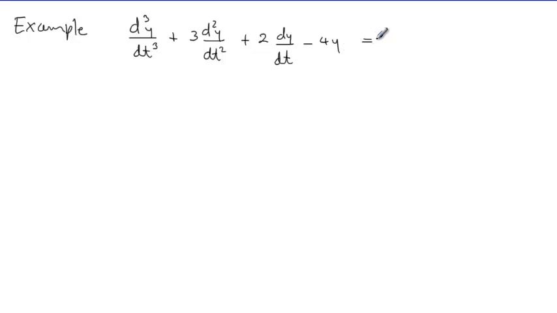Let's say the order of the exercise says: obtain a state space representation of the system characterized by the third order differential equation, which is the following: d^3y/dt^3 plus 3 d^2y/dt^2 plus 2 dy/dt minus 4y equals e to the power minus t. So now our solution will be as follows.